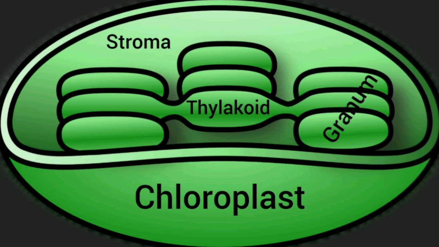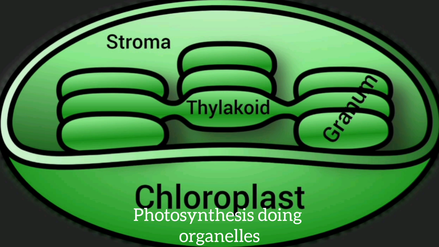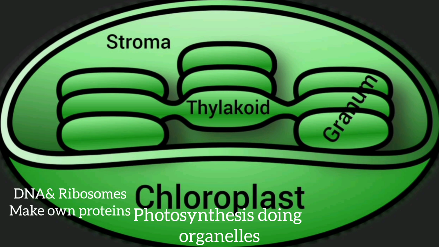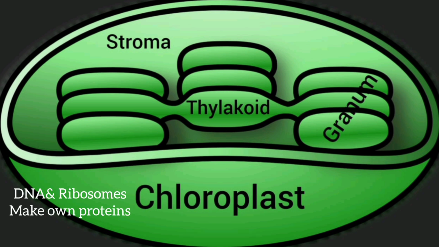Which cell organelle is responsible for doing photosynthesis in plants? It is the green pigment chlorophyll-bearing plastid, the chloroplast. Chloroplast is responsible for photosynthesis in plants, and just like mitochondria, chloroplasts have their own DNA and ribosomes, so they can make some of their proteins. They are also known as semi-autonomous organelles like mitochondria.